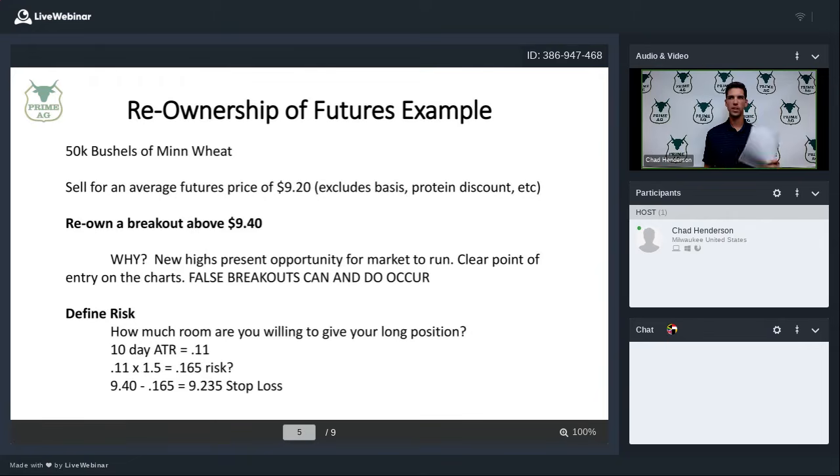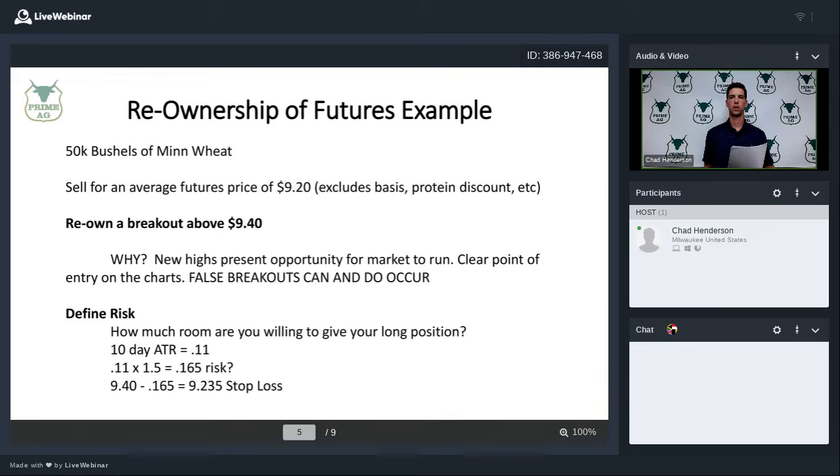So that's kind of the mindset you have to think about and bring to the table as you're making your cash sales. But in the back of your mind, be prepared to re-own these things if there's a breakout above 9.40. That's really the move you want to be on board for. Now you might say to yourself, well, why don't I just wait for a breakout above 9.40 to make my cash sales? Well, there is no guarantee that we are going to get above 9.40. Perhaps 9 doesn't hold anymore support, and now we're down at 8.50.